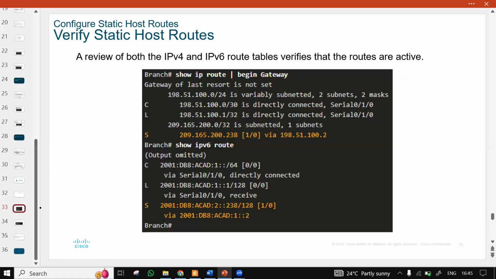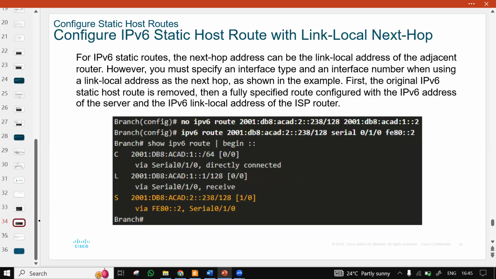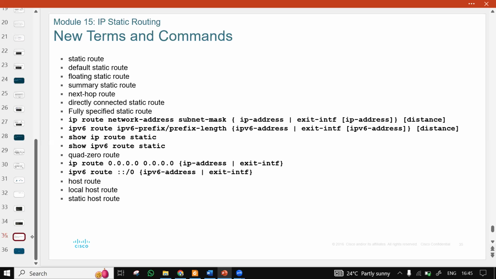Going to verifying, how do we verify that? With show ip route, you can see the static route here, and this is our host route. Unlike these others, which are networks, this one is not a network. It has a /32 as well, which shows that it is a host route. Version 6 is the same as version 4 for host routes. One minute, new terms, done.